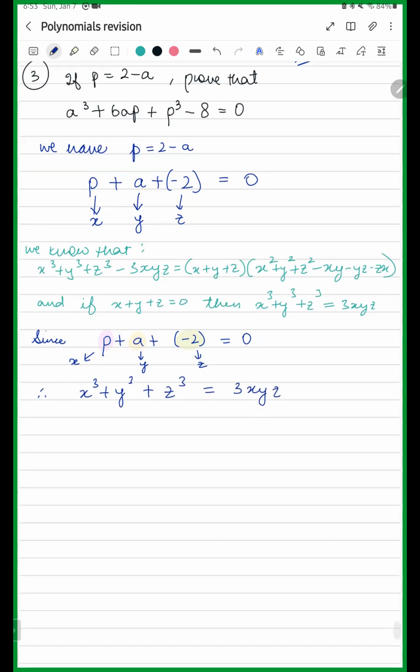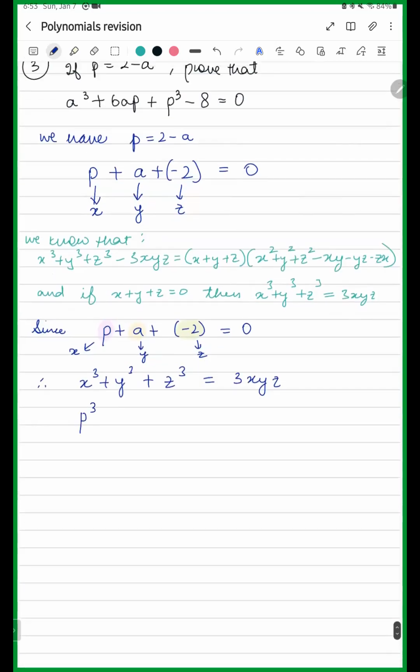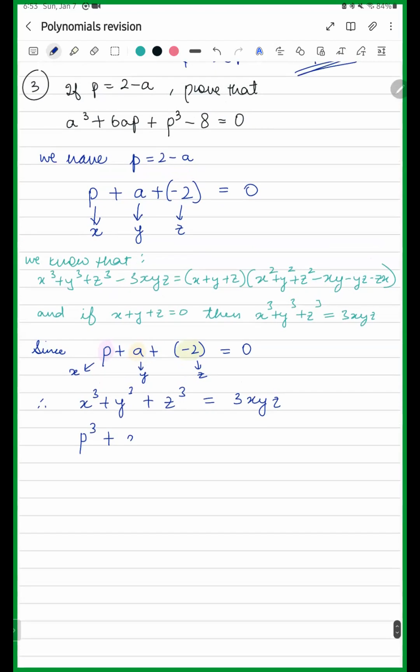Now here, what is x cube? P cube. What is y cube? A cube. And what is z cube? Minus 2 whole cube. So this is equal to 3 into x p, y a. We have p cube plus a cube minus 8 is equal to 3 into minus 2 is minus 6, and then pa, you can write it as ap.